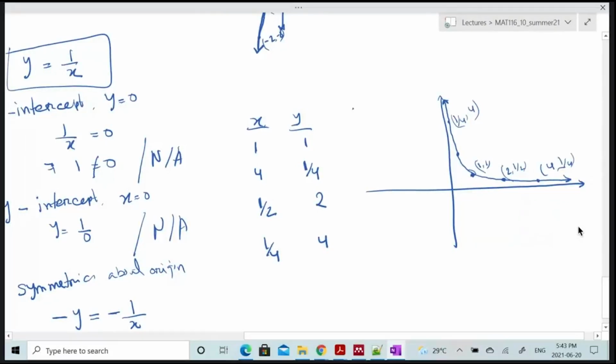And we have said this is symmetric about origin. So we are going to have all of these points but with negative sign. So we will have minus 1, 1. Then we will have minus 2, minus half. Minus 4, and minus 4, minus 1 by 4. Actually it's going to look like this.